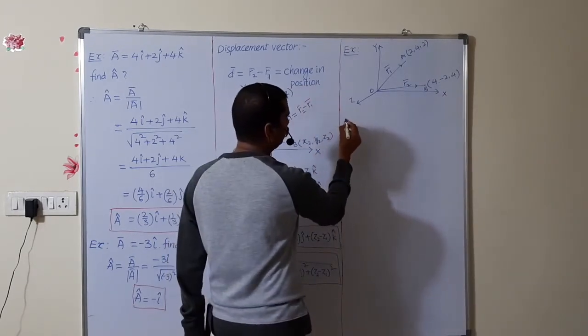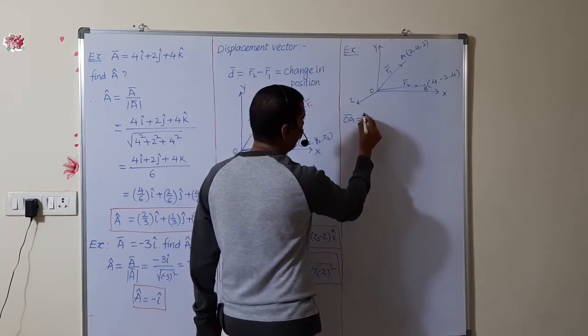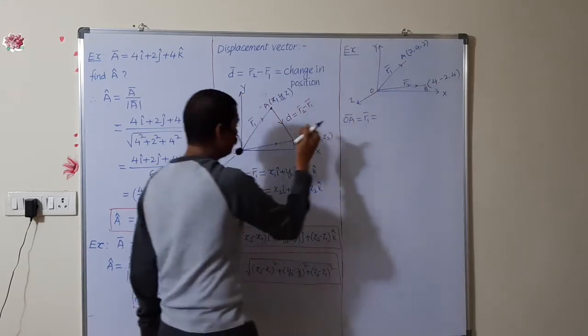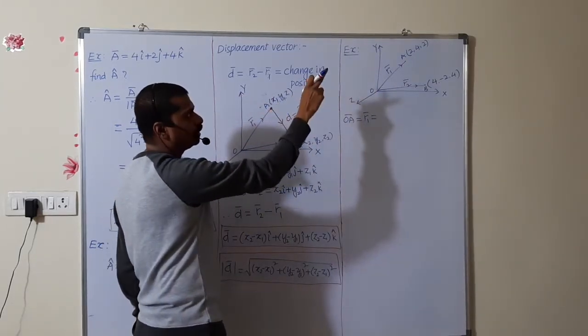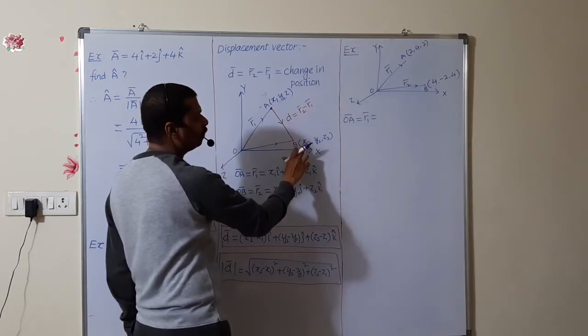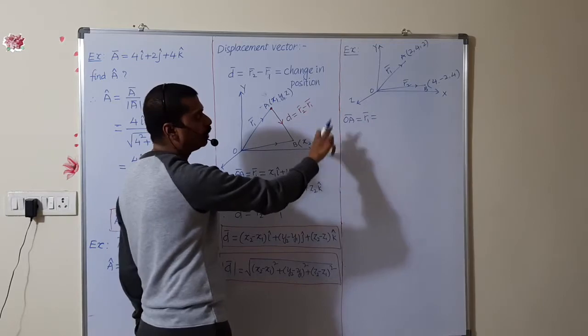Now write the position vector. OA is represented by the R1 vector. R1 vector is equals to x1 i cap, and instead of x1 we are given 2, y1 is 4, z1 is 2. Instead of x2 it is 4, y2 is minus 2, z2 is 4.